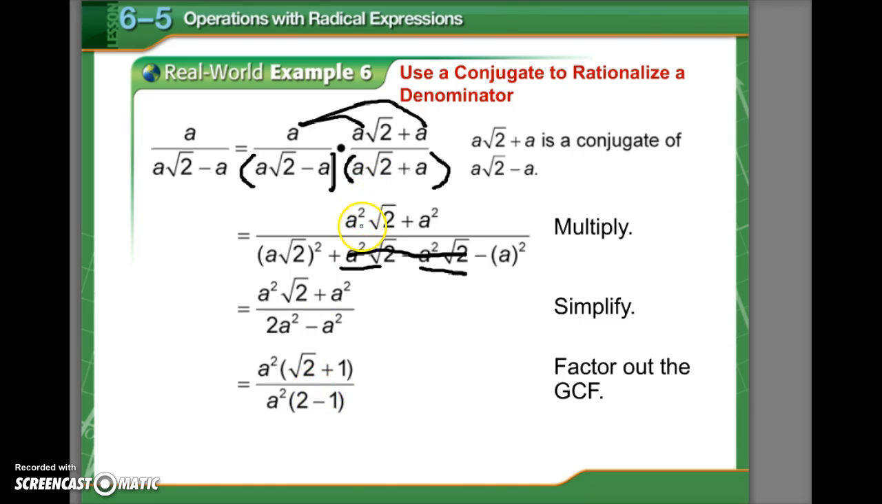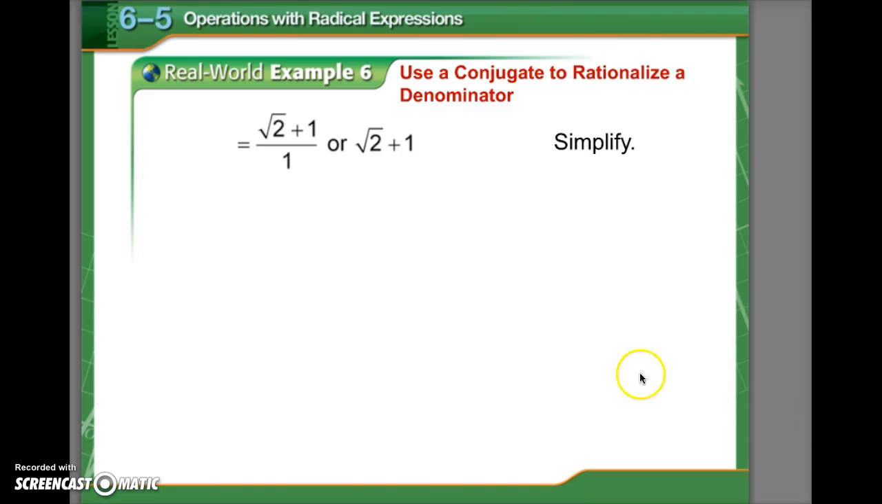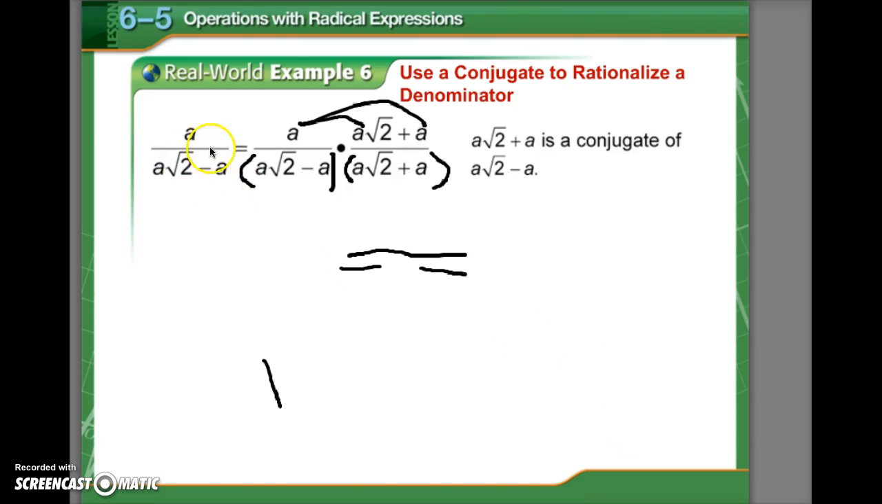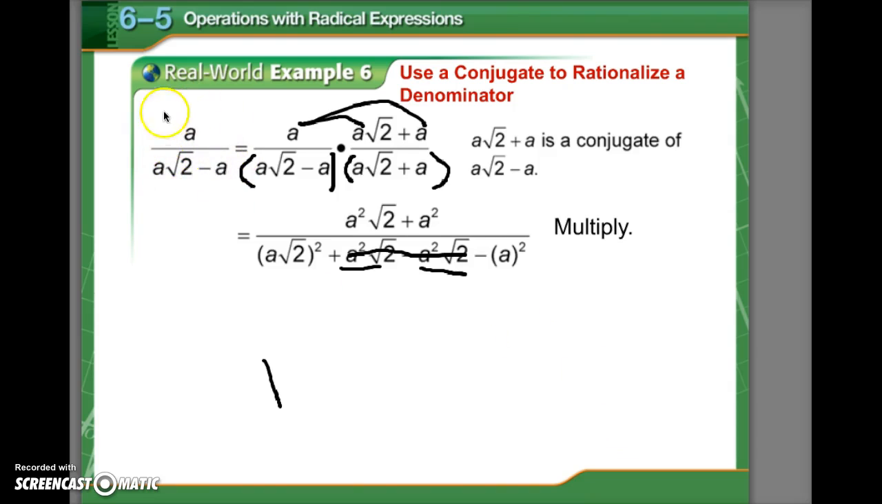And notice that the numerator had, each of these had an A squared, so we're factoring out the GCF from the numerator and the denominator. We're taking the A squared out of the top, so we'd have root 2 plus 1 on top, and 2 minus 1 times A squared on the bottom. Then we're going to cancel these A squareds and simplify this. And that simplifies to just, you can't combine these, but this is just over 1. So your answer is just root 2 plus 1, which obviously is much, much simpler than this original expression that we had in the problem.